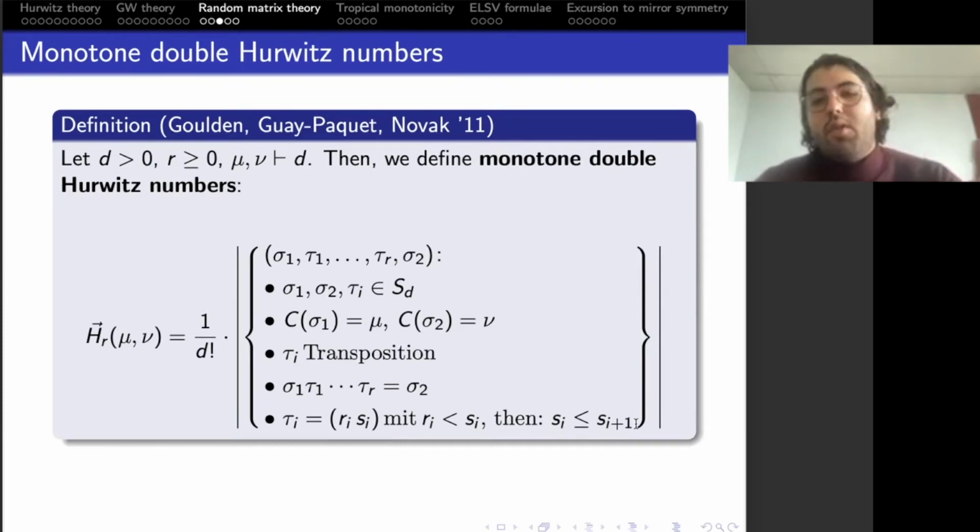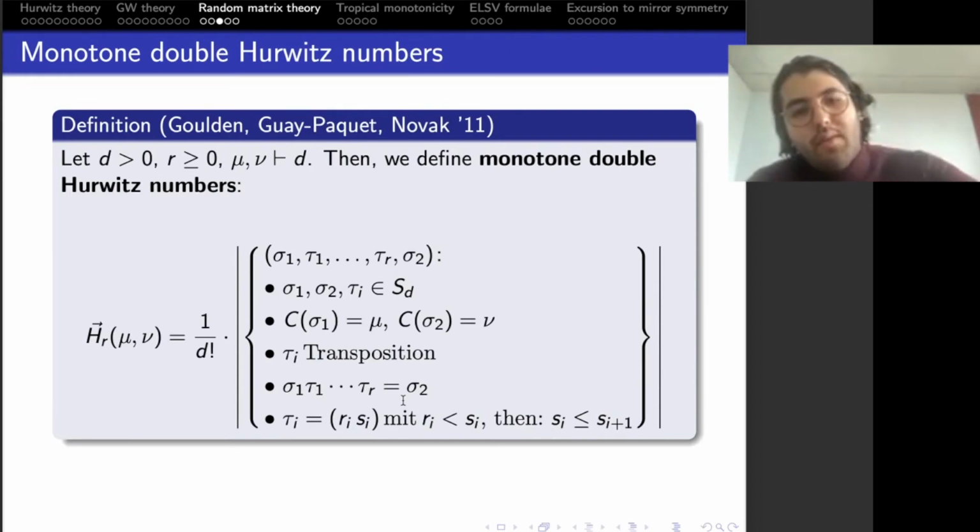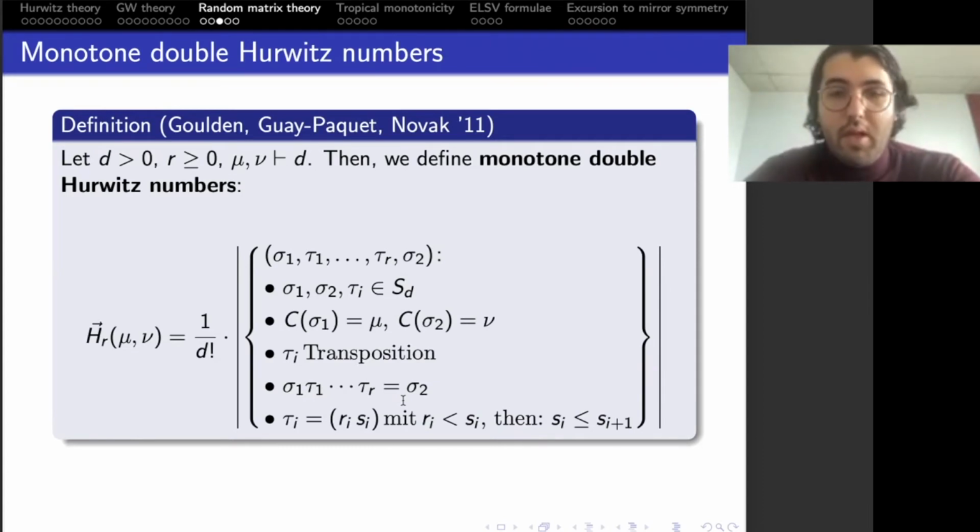So this is where the monotone comes from, because I force essentially this factorization so that if I look at the bigger element in the transpositions as I proceed through this product, it doesn't decrease. So it can only increase or stay the same, and this is where the monotone double Hurwitz number comes from. So this is what the definition is.